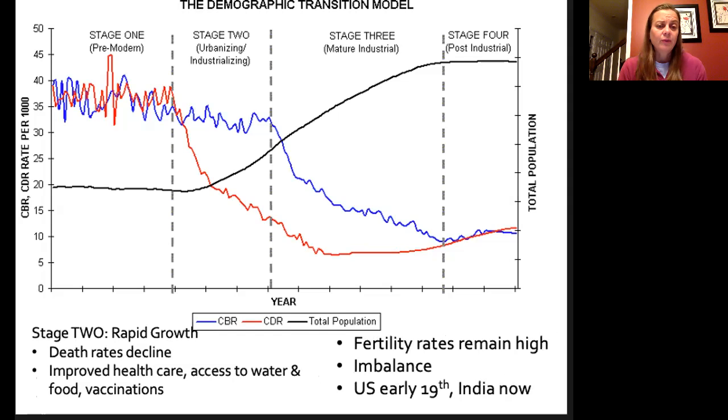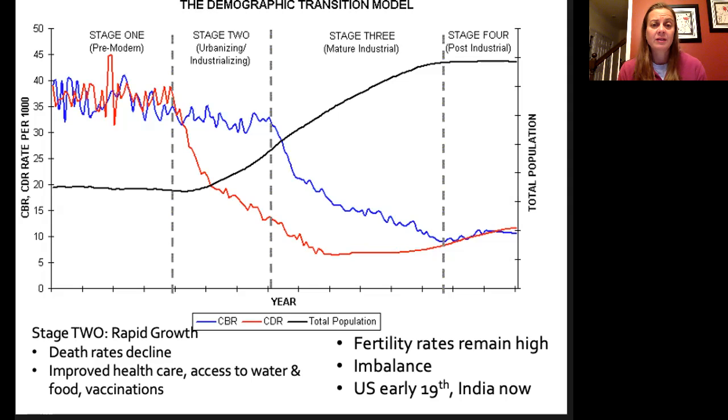So, stage two, now we start to see rapid growth of the human population because death rates are declining. This is the stage where food resources become much more consistent. We also start to improve access to healthcare, clean water, vaccinations. But culture changes slowly. People are moving to cities for jobs, but they still retain the habits of having lived in a non industrialized time or place. And so birth rates tend to stay high.